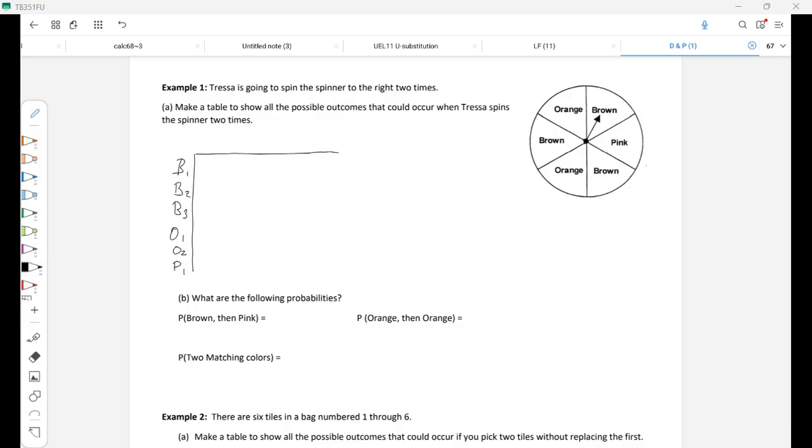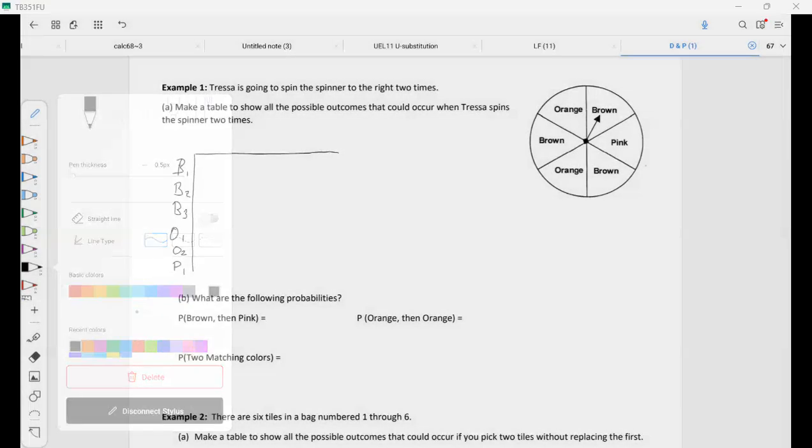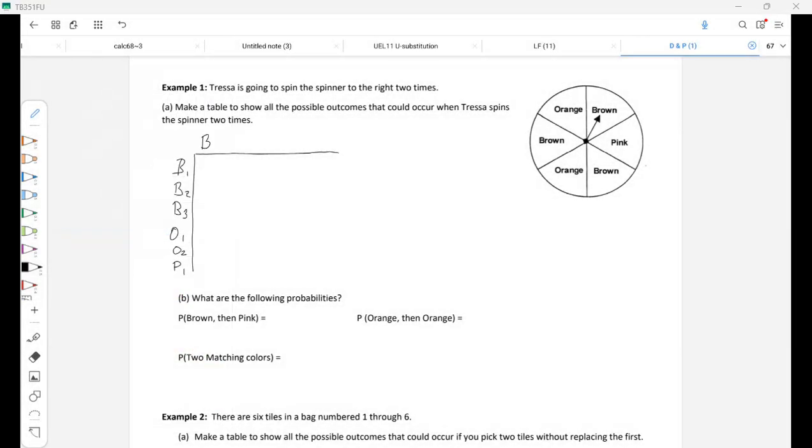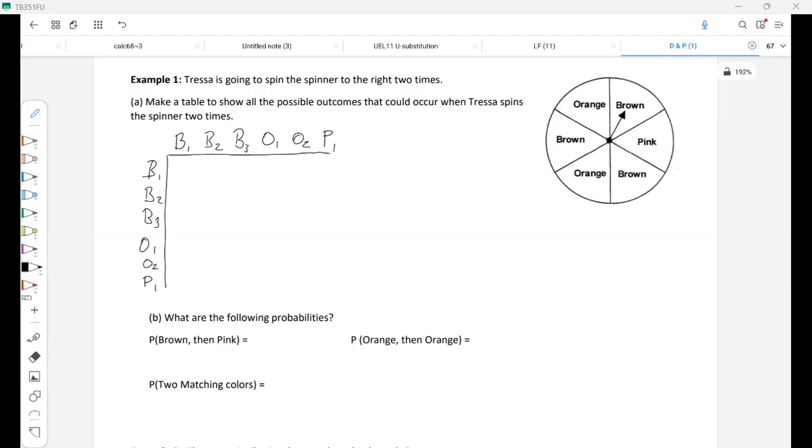Now, most of our questions involve us doing the same thing twice, so we're just going to rewrite that same list across the top of our table. B1, B2, B3, O1, O2, and P1. And now to fill in our table, we are just going to cross those 2 things.